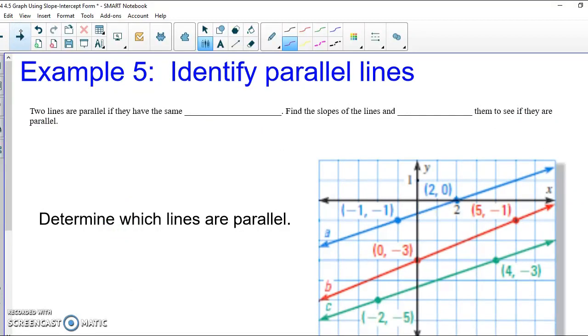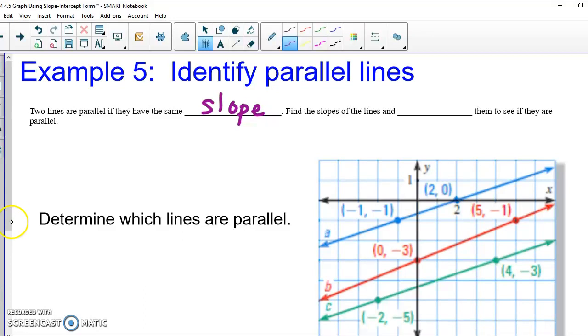Our next example deals with identifying parallel lines. So for parallel lines, we know by looking at lines that they're parallel if they're always an equal distance from each other. But sometimes it can be hard to tell. So the best way to verify if lines are parallel is to check their slope. Two lines are parallel if they have the same slope. And if you think about it, if two lines have the exact same steepness and direction to them, then they're parallel. So we find the slopes of the lines and check them to see if they're parallel.